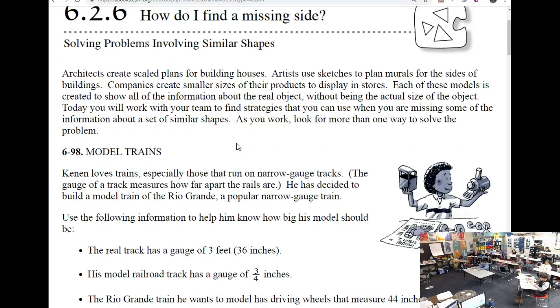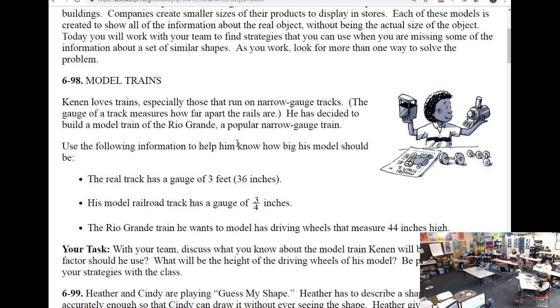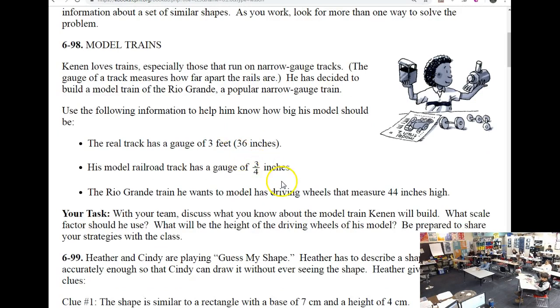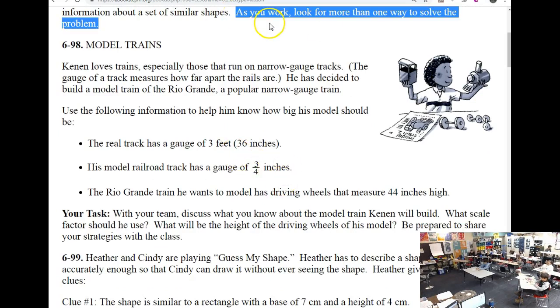And I'm betting with what we just did, we'll be able to do this. Encouragement, more than one way to solve. Right? There's more than one way to solve.